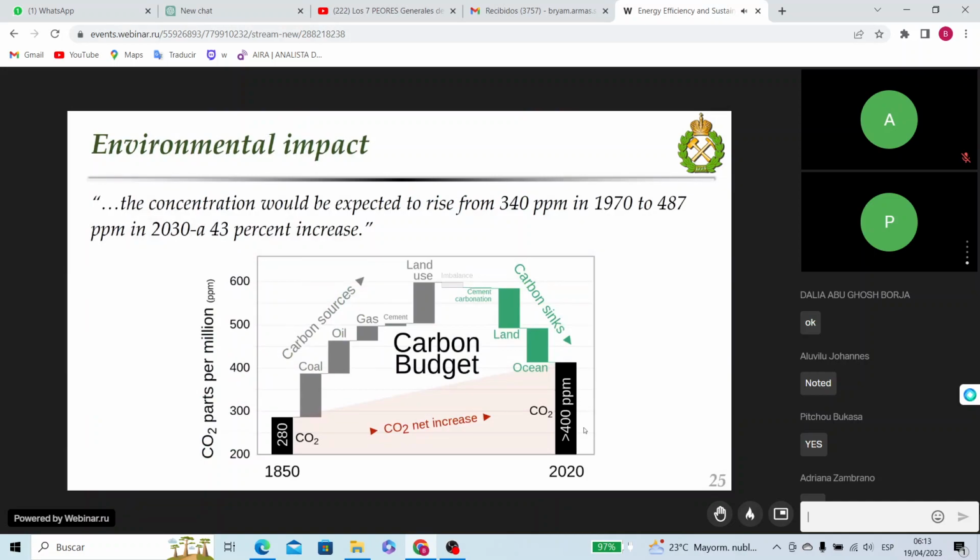The third problem is a real problem, according to Nordhaus. He predicted that by 2030 we will reach 487 parts per million concentration of CO2 in the atmosphere, and we are already close enough to this value. On this slide, you see the elements of the carbon budget system.